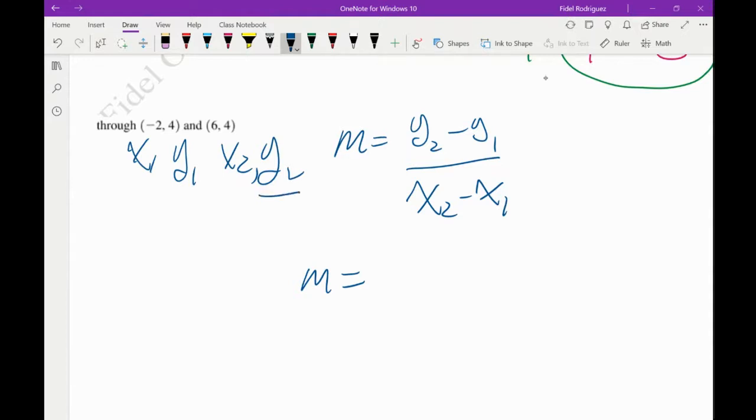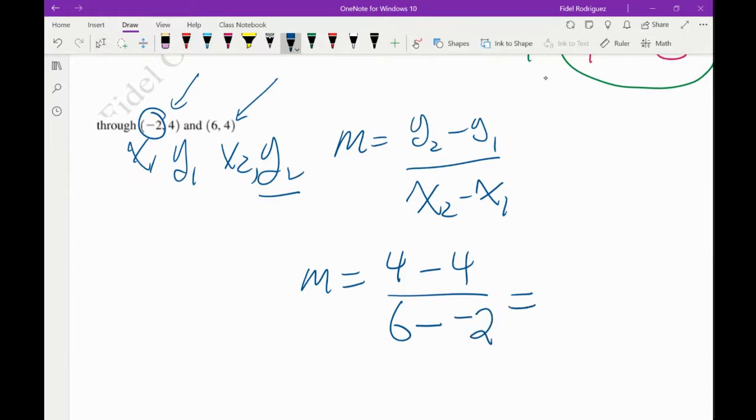All right, so my y2 number here is 4. My y1 number is also 4. My x2 number is 6 minus my x1 number is a -2, okay? So guys, just like we did before, first thing I'm gonna do, I'm gonna fix that minus, okay?